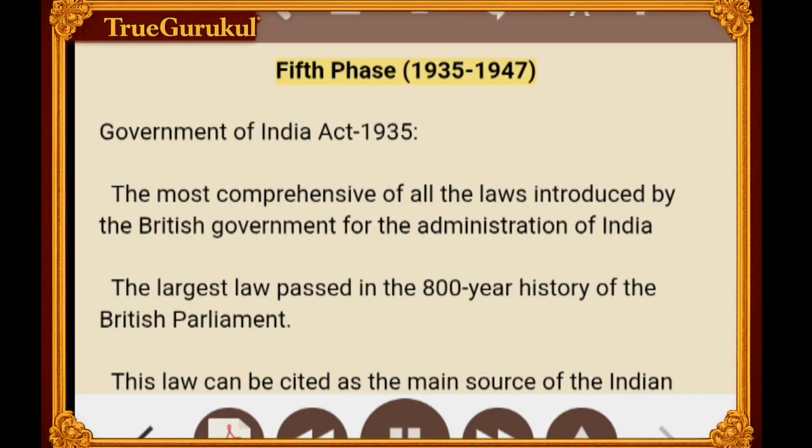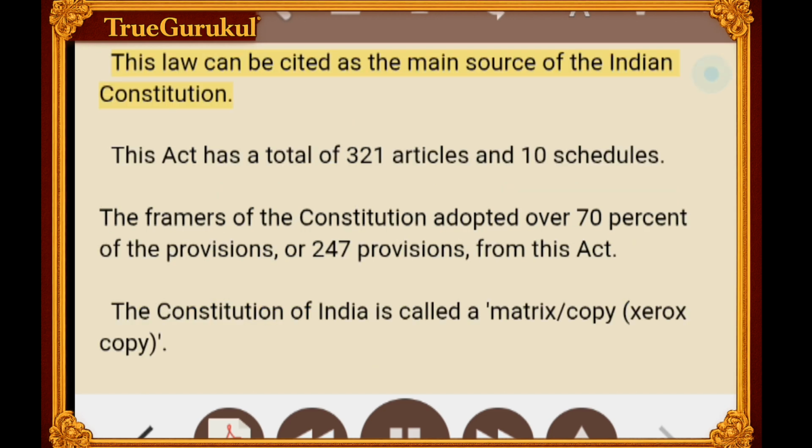Fifth Phase, 1935-1947. Government of India Act 1935. The most comprehensive of all the laws introduced by the British government for the administration of India. The largest law passed in the 800-year history of the British Parliament. This law can be cited as the main source of the Indian Constitution.